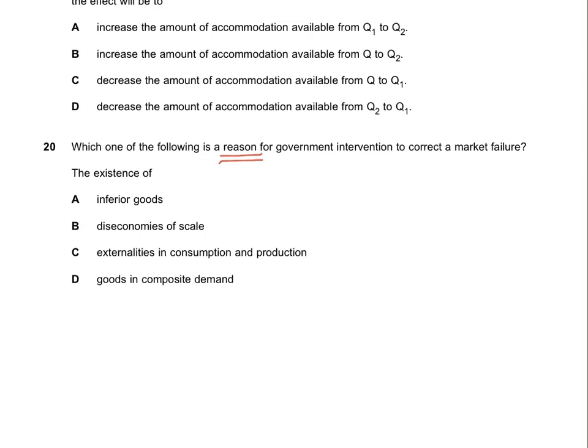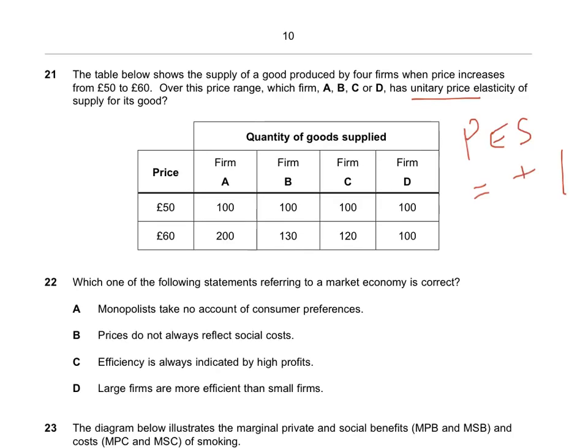Probably the easiest question on the paper, but again, I've underlined the keyword. It's asking for the reason why governments intervene, and clearly the reason why governments intervene is to do with the externalities. The others might be relevant issues to other questions, but they don't answer the question.